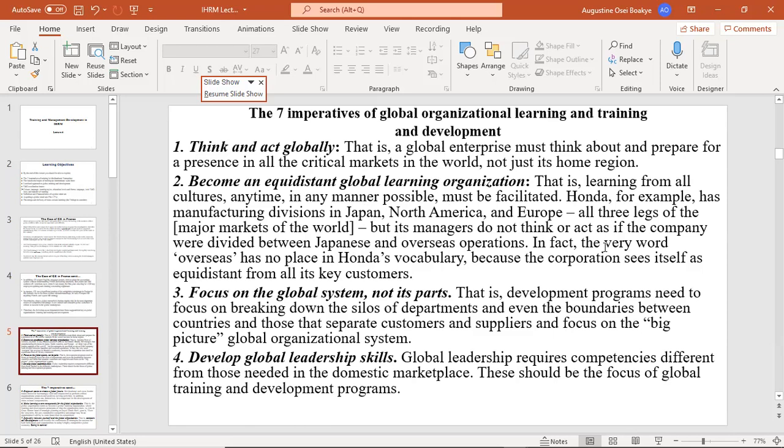In fact, the very word overseas has no place in Honda's vocabulary because the corporation sees itself as equidistant from all its key customers. So they are not placing the customers in Japan over or above that of the North American or the European markets. They are treating them equally, and so they do not place priority in terms of how they treat the workforce and the customers across these jurisdictions.